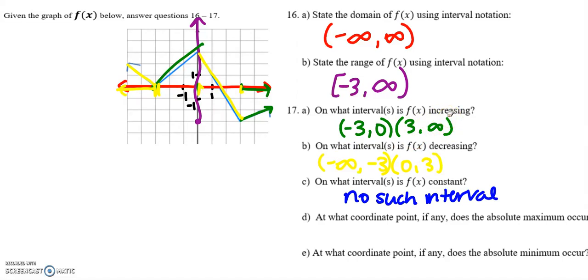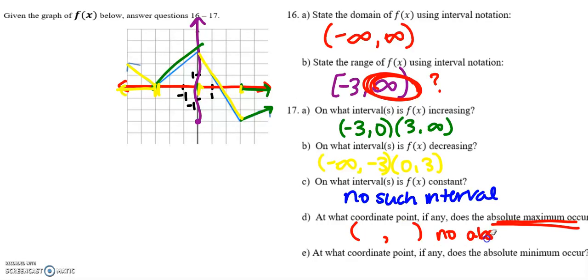Okay. Next thing then, at what coordinate point, if any, does the absolute maximum occur? Well, the absolute maximum is the absolute highest point, and we're looking for a coordinate point. Well, we said the range, the highest y value is infinity. Can that be a point? Hopefully you just said no. In which case, there is no absolute max because this function is going to infinity.